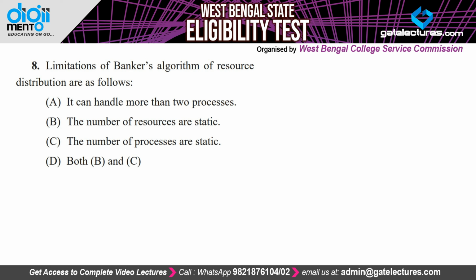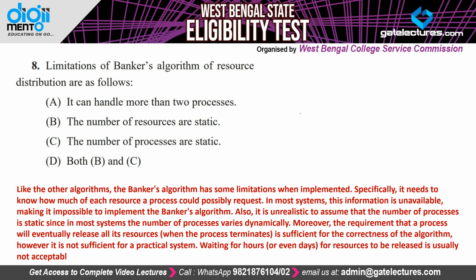Where do we use Banker's algorithm actually? We use Banker's algorithm in operating system, in operating system for resource allocation to see whether we are in the safe state or not. Okay. Now I've written some text here for all of you. They are saying the Banker's algorithm has limitations when implemented. Specifically, it needs to know how much of each process could possibly request. What is the maximum number of resources a process can request?